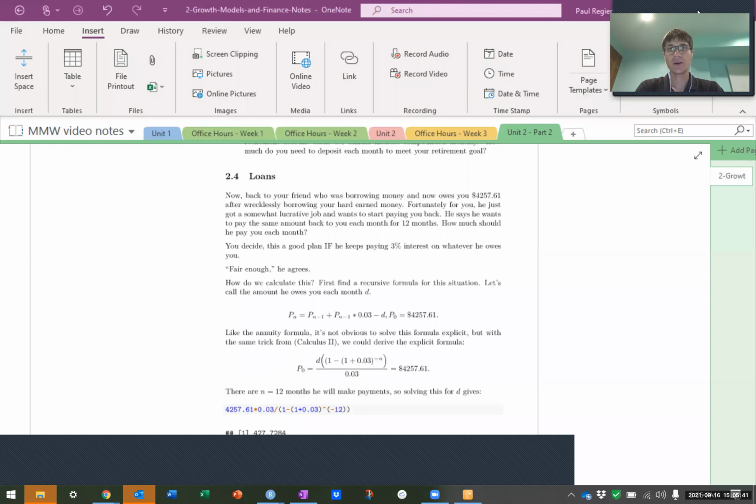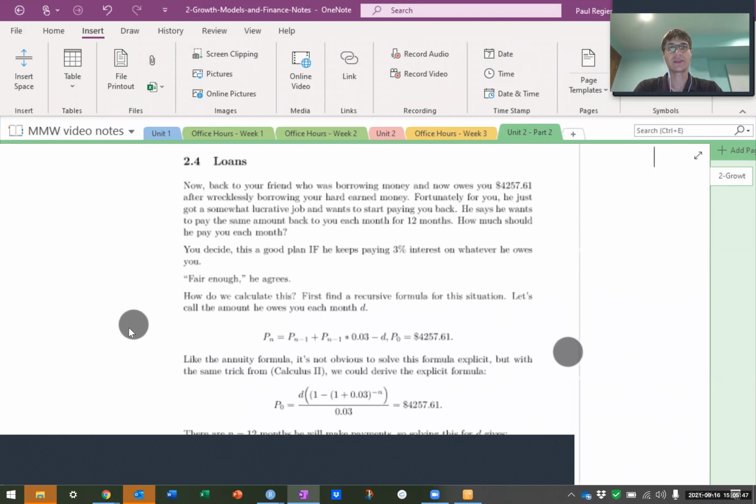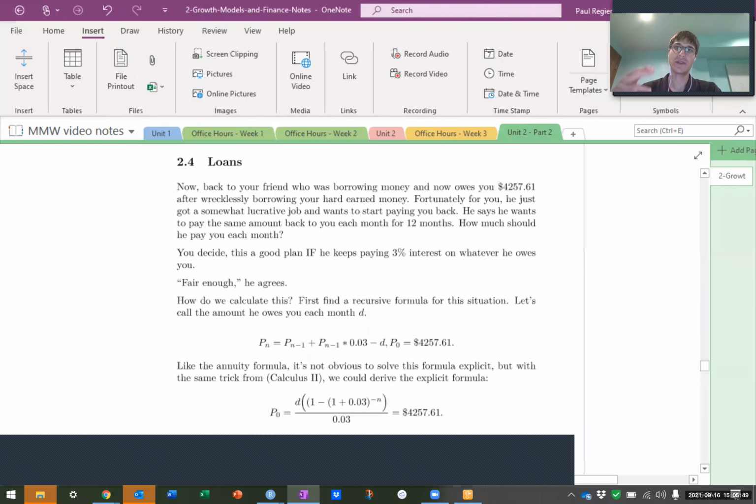Okay, so loans are a situation where you owe a certain amount of money, but you can't pay it back all at once. So what you do is you pay back a monthly payment, but as long as you still have an outstanding amount on your loan, you're still paying interest on your loan.